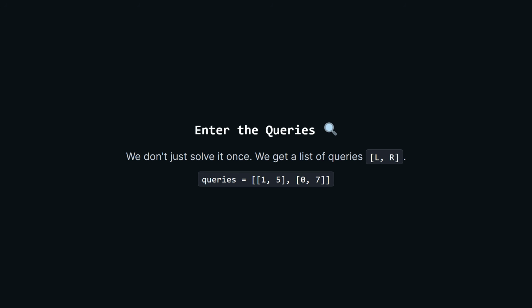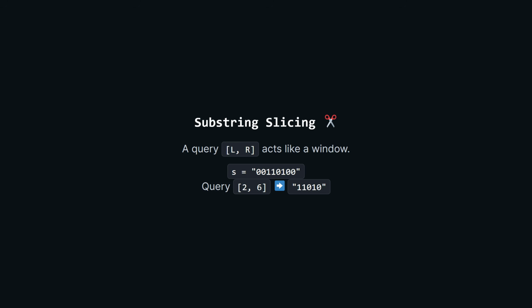If we just had to do this once for the whole string, it would be easy. But the problem gives us a list of queries, where each query defines a specific left and right boundary. Each query acts like a window, isolating just a piece of the original string. We have to find the best trade only using the characters inside that window.